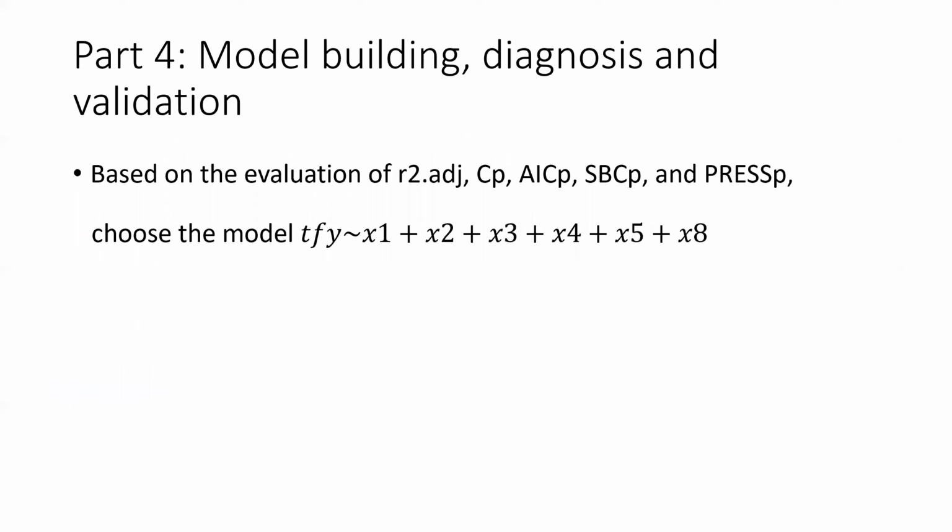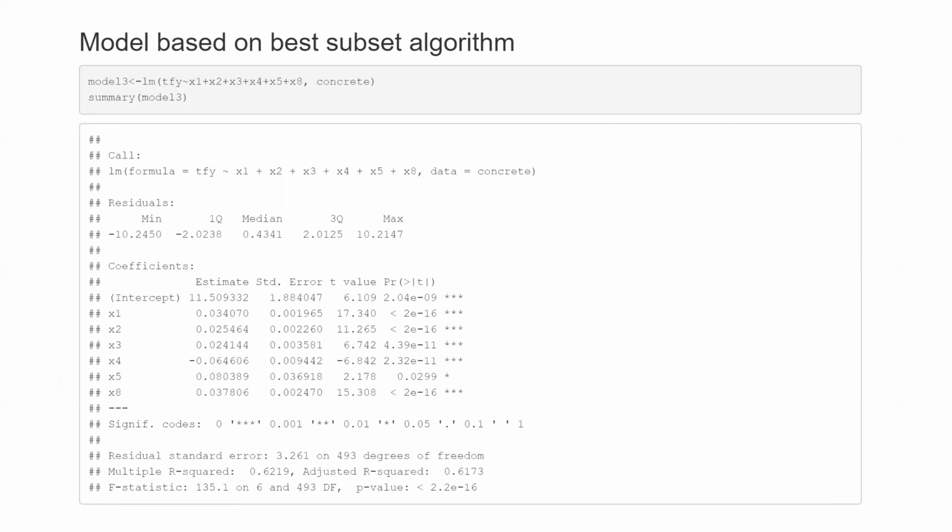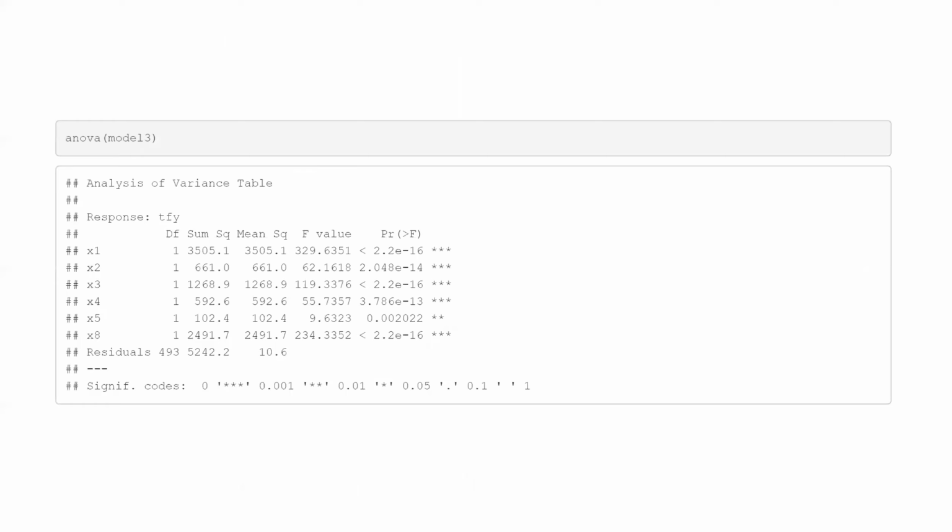So here is our new model. Investigate the linear relationship between TFY and x1, x2, x3, x4, x5, x8. So this is the summary of the model based on the best subset algorithm. So here the explanatory variables are limited to x1, x2, x3, x4, x5, x8. And we will perform model diagnostics in the further step. This is another table of our third model.